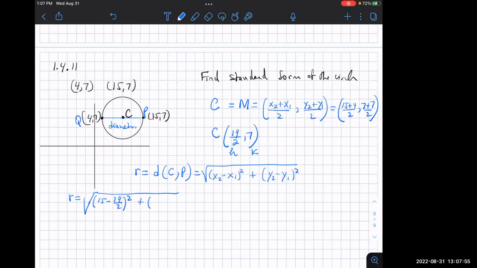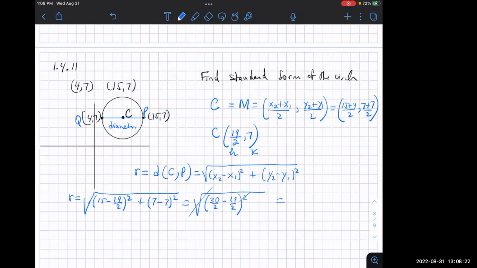Plus 7 minus 7, which is 0. Yeah. And then 15 minus 19 over 2, that's like 30 over 2 minus 19 over 2. But the square and the square root cancel, so it's just 30 minus 19 over 2.